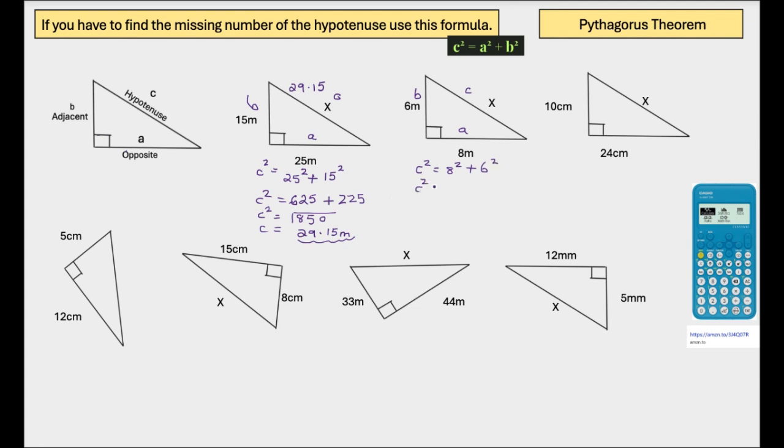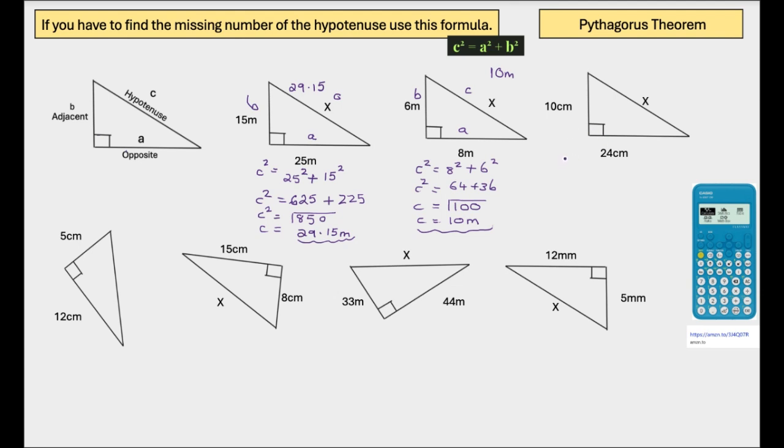So let's solve those. 8 squared is 64, plus 36. Add all that up. It's 100. Square root, so C equals 10 meters. So we've just worked out our x, and our missing side is 10 meters.